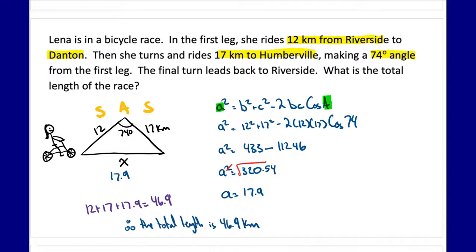We plugged everything in, we found that that missing side was 17.9. Then, because the question was asking for the total length of the race, we needed to add up all our sides and find that the total length is 46.9 kilometers.